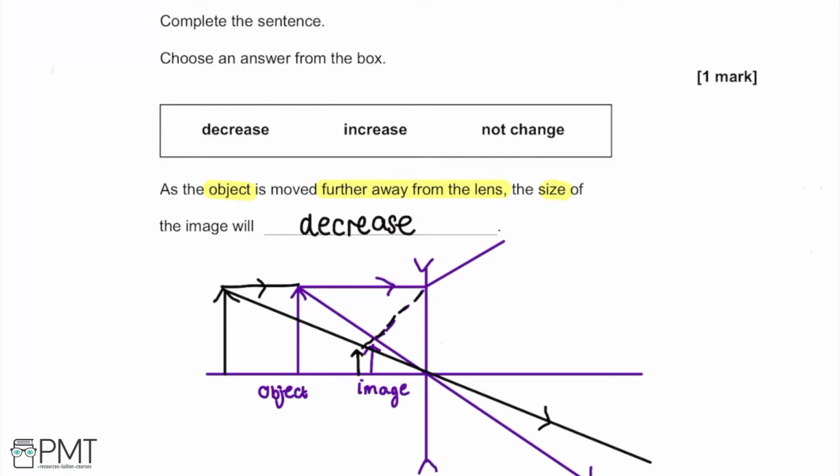It's an easy way to see what's going on, just using a little diagram, a quick sketch, to figure out what's going to happen when you do what it asks in the question.